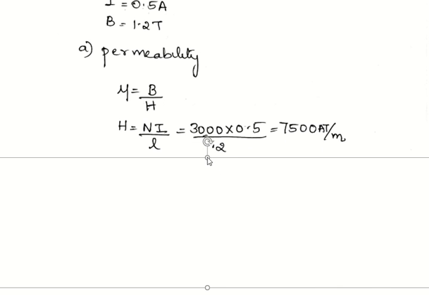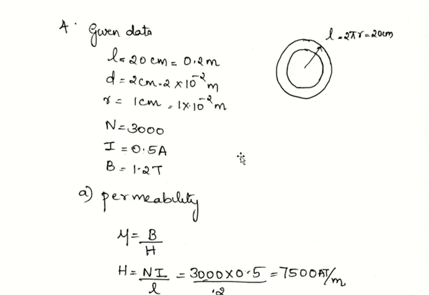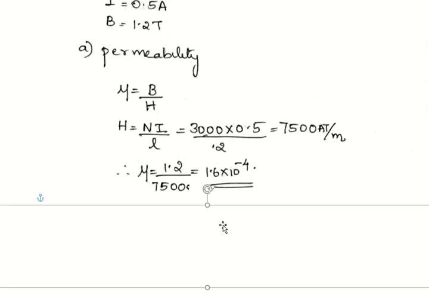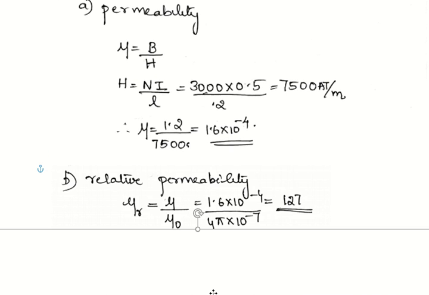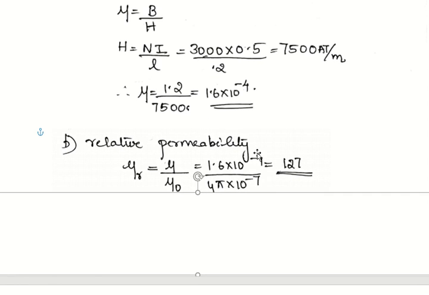So how will you find mu? Mu equal to B by H. B is a known value, H is also found out. So mu is 1.6 into 10 raised to minus 4. So you got the first part, permeability of iron. The second part is relative permeability. What is relative permeability? Mu R equal to mu by mu 0. We know that the total permeability mu is mu 0 mu R, so relative permeability is mu by mu 0. Mu is this value. Mu 0 is 4 pi into 10 raised to minus 7. So you will be getting mu R as 127.